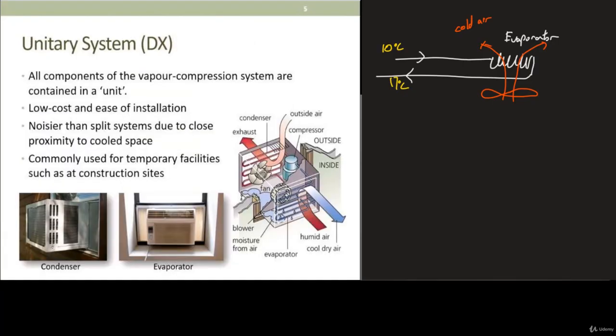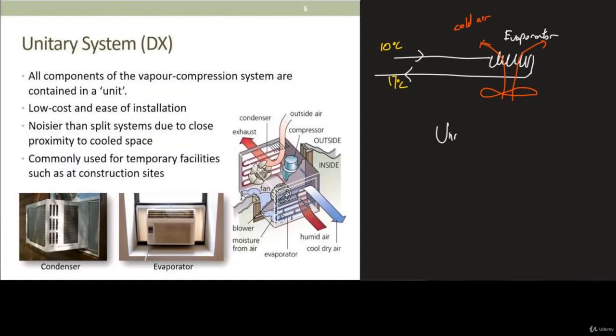So just now I mentioned there are three types. First, you have the unitary system. So what is this system about? The unitary system is the most so-called old school. It used to be very common, but nowadays you seldom see it anymore. Last time we used to call it a window unit.